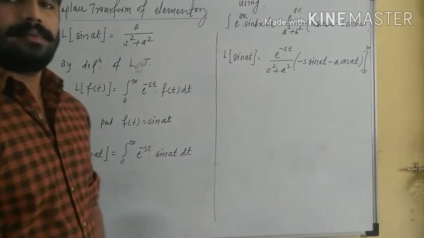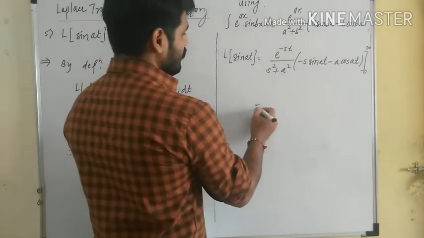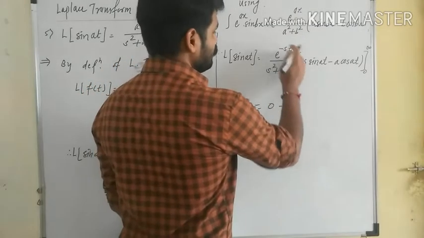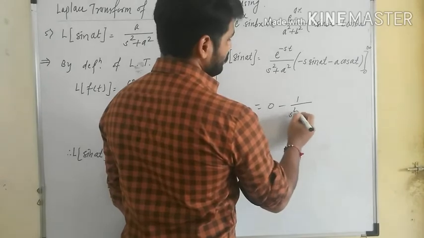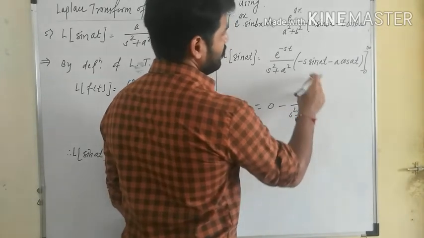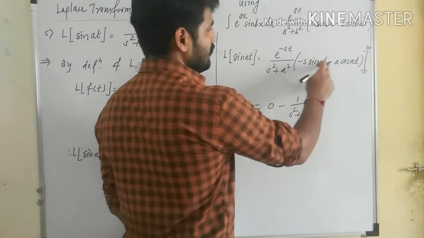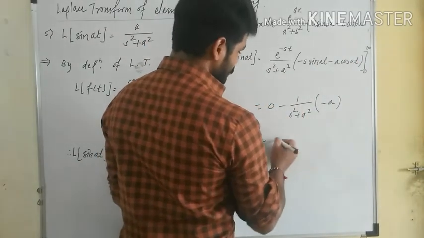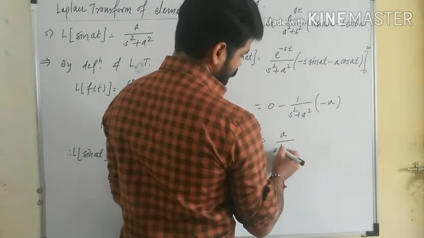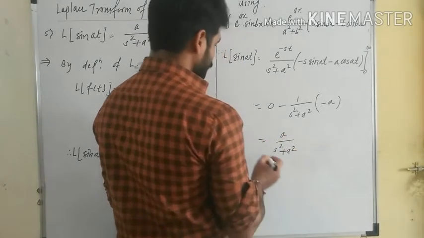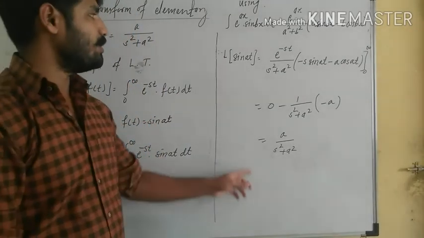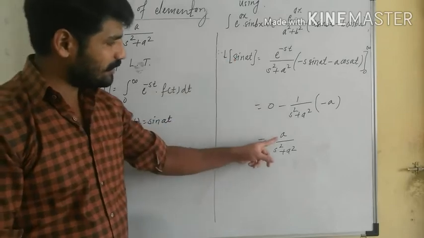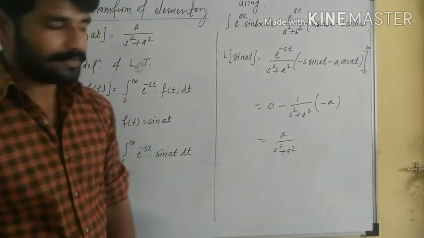Now substitute the upper limit as well as the lower limit. If we put the upper limit, we get 0. Minus, if we put the lower limit, we get e raised to 0, that is 1, upon s square plus a square, into bracket; sine 0 gives 0, and minus a into cos 0, which is 1, so minus minus becomes plus, a upon s square plus a square. So this is your required Laplace transform of sine at. Laplace transform of sine at is a upon s square plus a square.